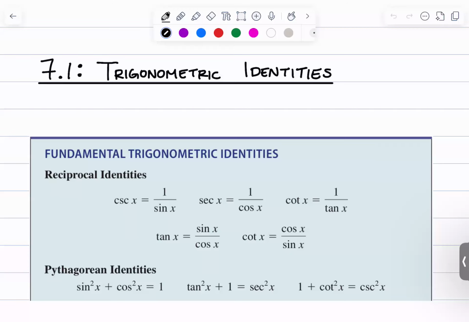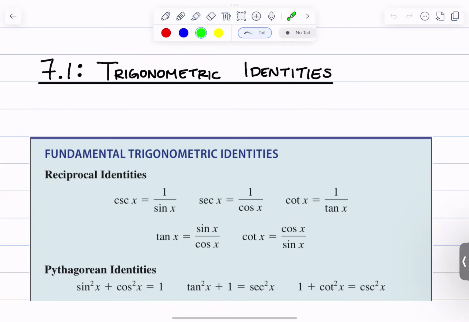Welcome, everybody. This is 7.1 on trigonometric identities. Okay, so today what we're going to do is learn about trig identities and use them to simplify them or to do algebraic proof.